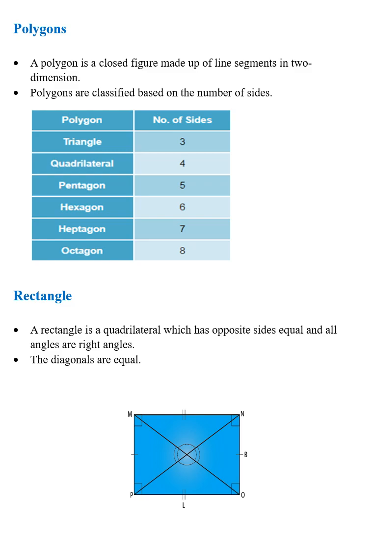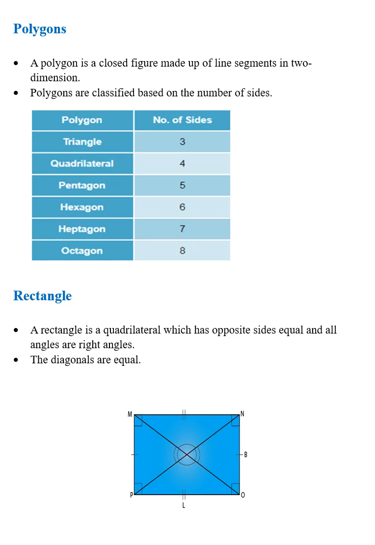A polygon is a closed figure made up of line segments in two dimensions. Polygons are classified based on the number of sides. So the first polygon is the triangle which has 3 sides, quadrilateral which has 4 sides, pentagon which has 5 sides, hexagon which has 6 sides, heptagon which has 7 sides, octagon which has 8 sides.